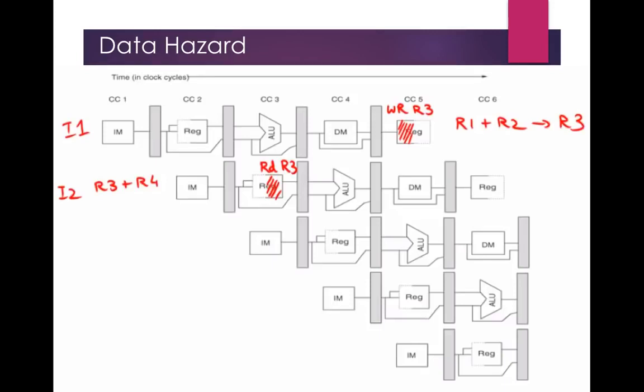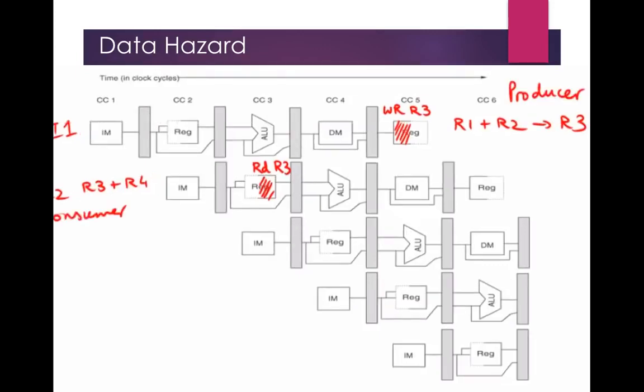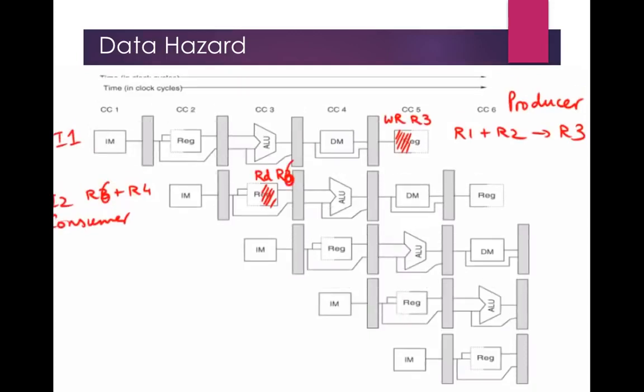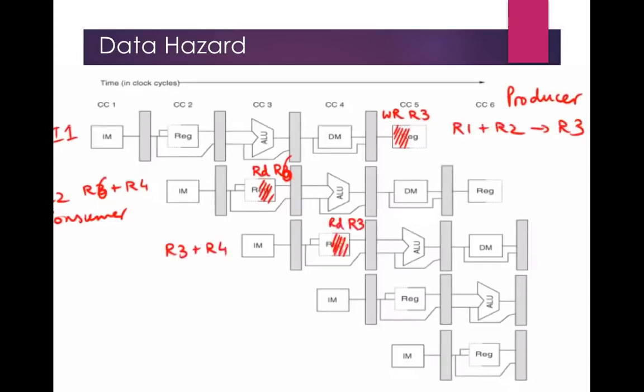We can't provide the correct output of R1 plus R2, the un-updated information, into the second instruction. That leads to a hazard. How are we going to solve it? The register read of R3 will take place, so we will go for register renaming for that particular thing to solve the issue. That is one part, and then we do the instruction R3 plus R4 at clock cycle 4.